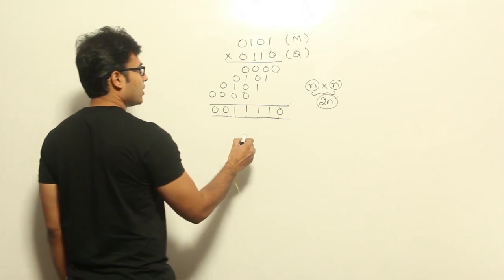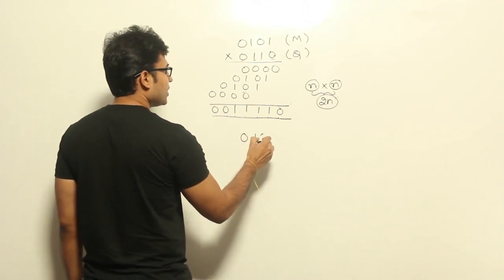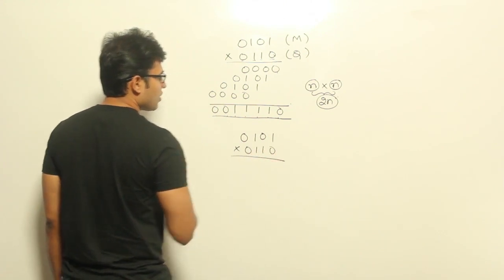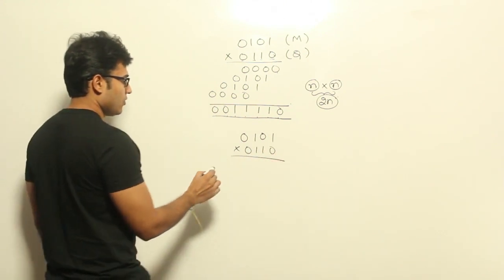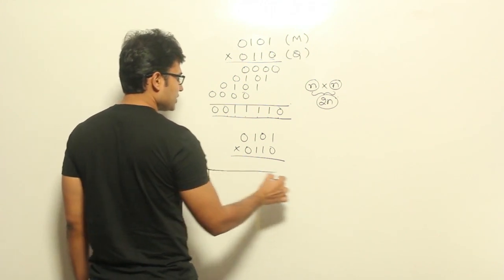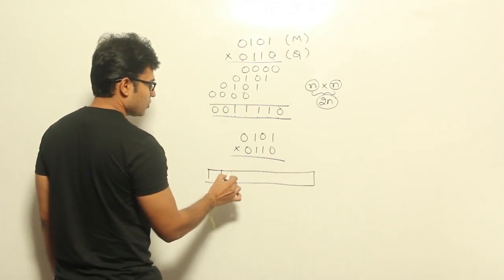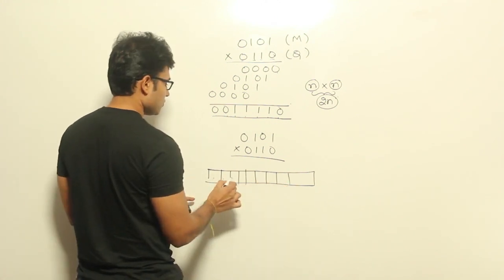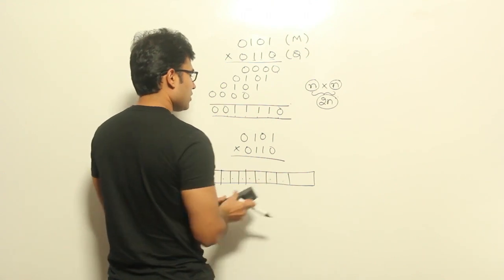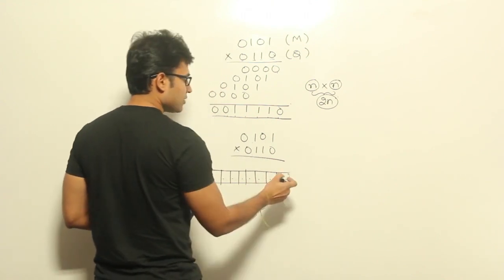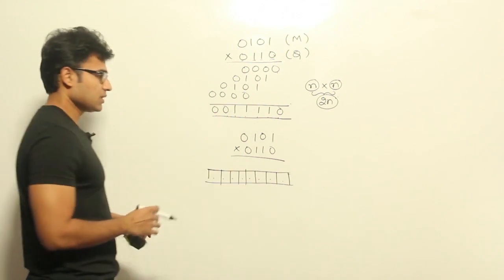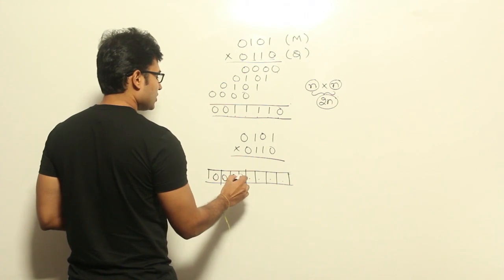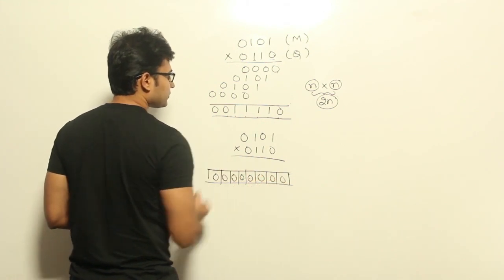Now let us say we are going to multiply the same numbers, 0110 and 0101. What I do is I am going to have an 8-bit register: 1 2 3 4 5 6 7 8. Why an 8-bit register? Because when I multiply two 4-bit numbers, the worst case result may be 8 bits. And let us assume that initially we initialize it to all zeros.